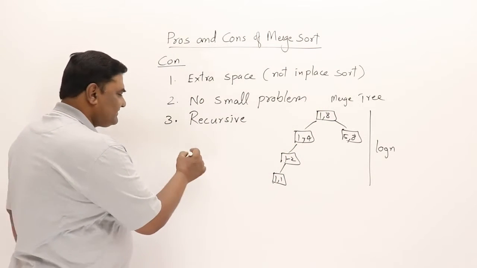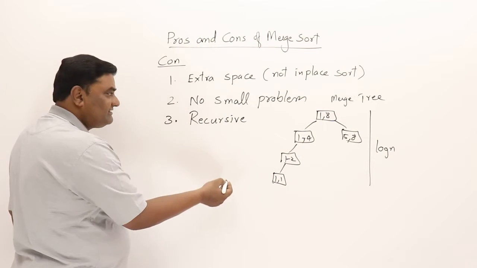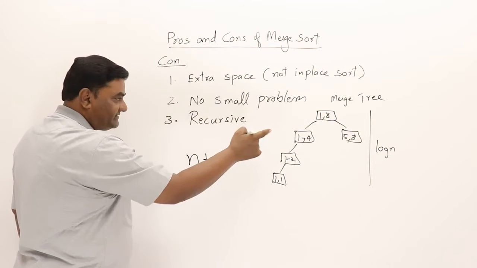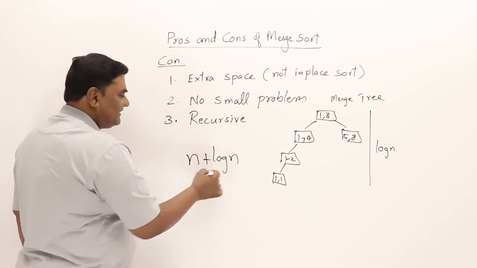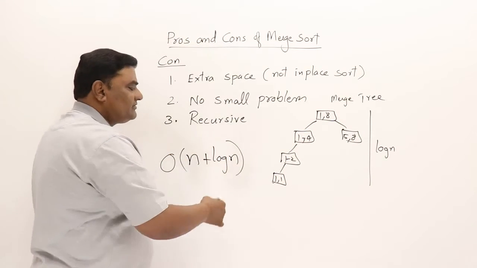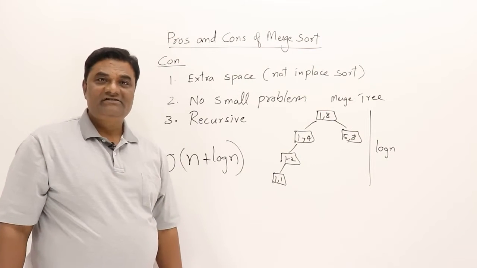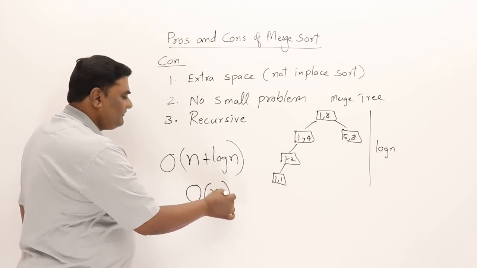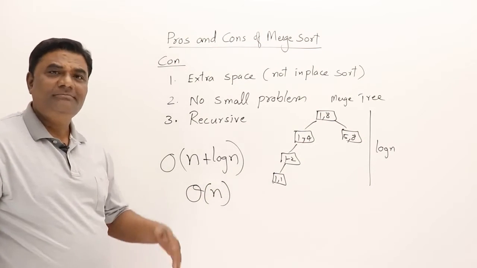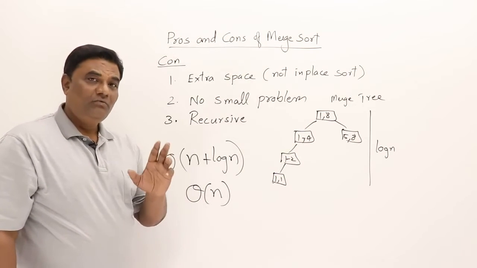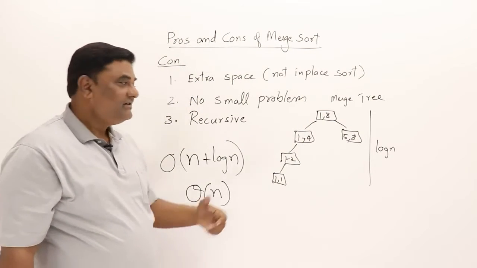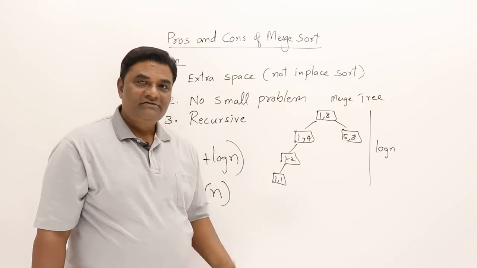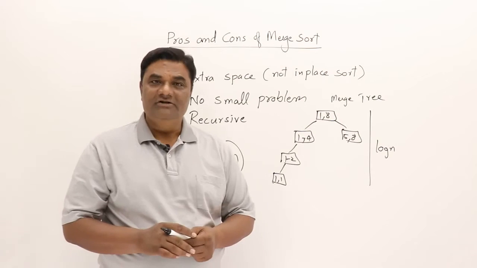And also it takes extra space for the auxiliary array. Extra space size should be n, plus the stack space is log n. So merge sort takes n plus log n space. Asymptotically, you can take it as theta of n or big O of n. N plus log n is the total space taken. What is n? This extra space, and log n is the stack space. So that's all the pros and cons of merge sort.